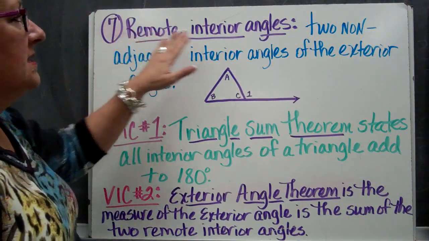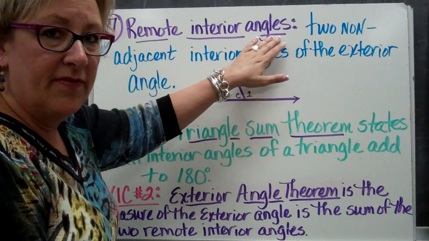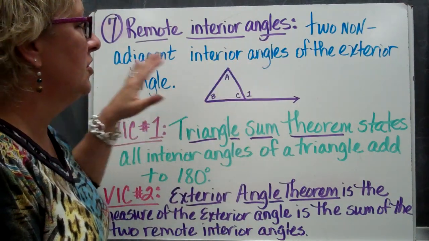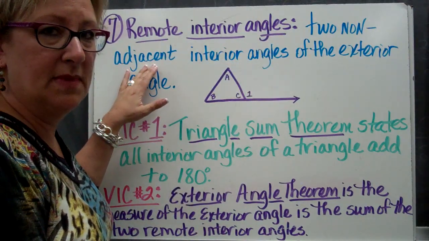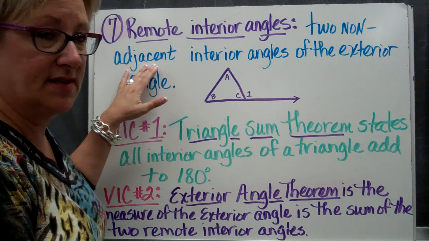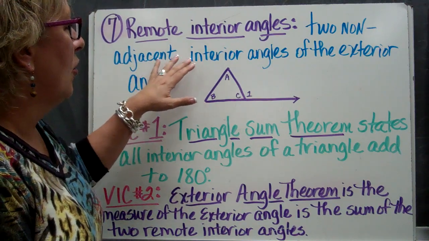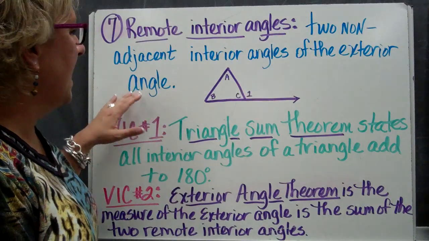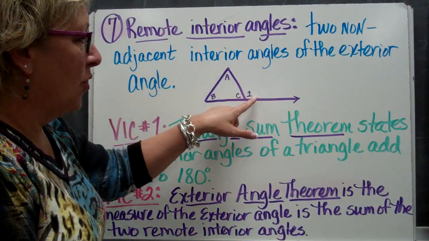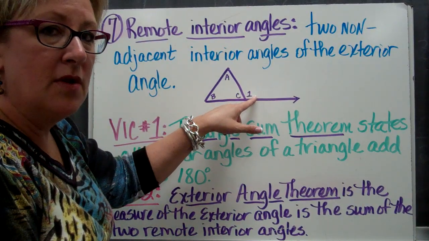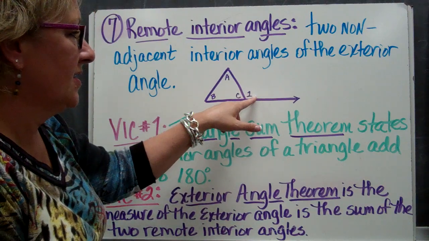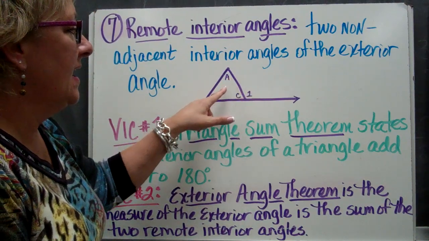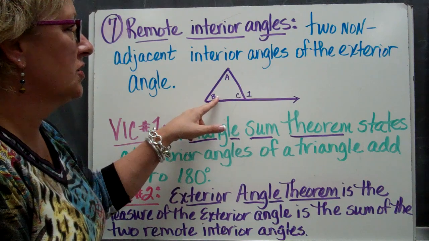You have remote interior angles, and this is what we're going to focus on today. You have two non-adjacent interior angles, meaning they are not beside the exterior angle. For example, angle 1 is the exterior angle, and these A and B are going to be your two.